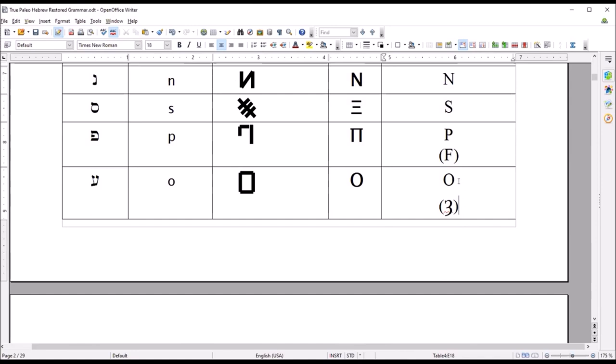Okay, so ayin has a sound. But when you hear the sound, if you listen closely, it sounds like there's a consonant at the end when you're saying the vowel. It has like a GH sound. So when you're using it as a consonant, it's a GH sound.